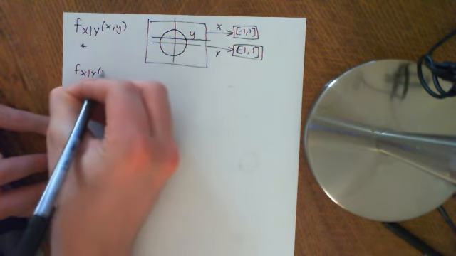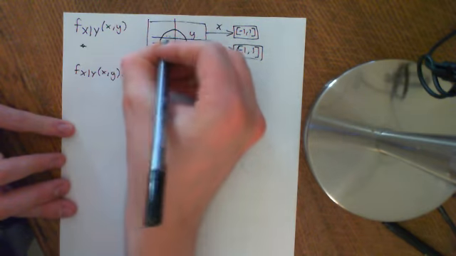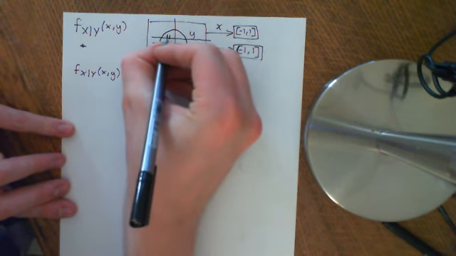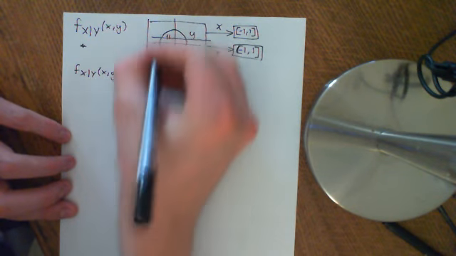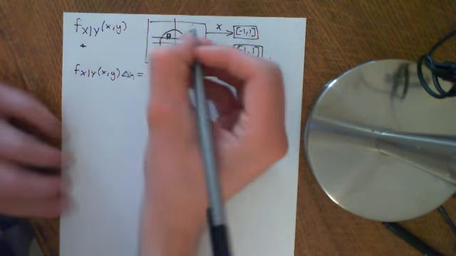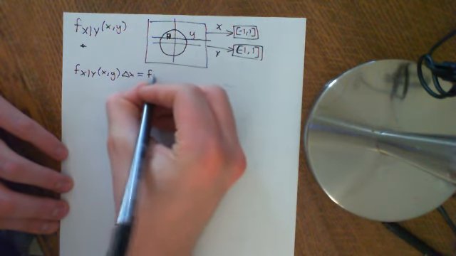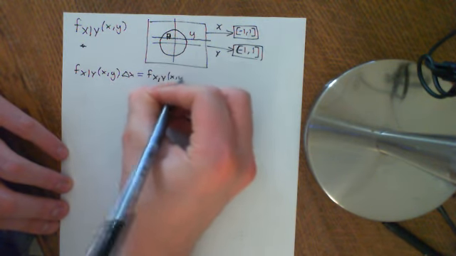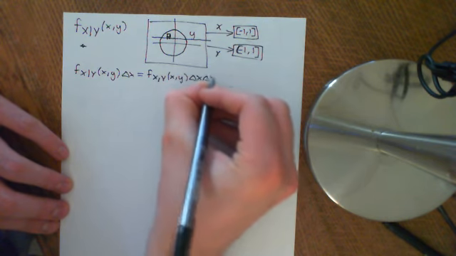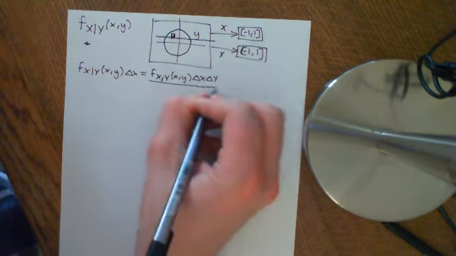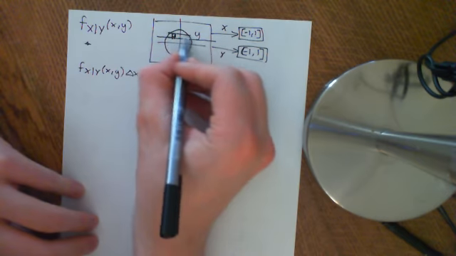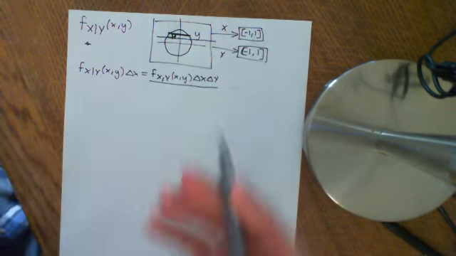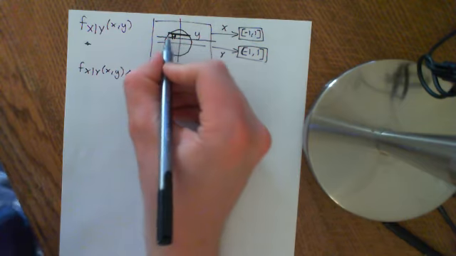multiply it by some tiny little delta x. That will give you the probability that it's within a tiny little region delta x on there. Now, this is equal to the probability of being in a tiny little box on here. So the joint probability density function times delta x delta y gives you the probability of being in that tiny little box down there, and then we divide that by the probability of being along this line in the first place, of being along this tiny little rectangle along here.